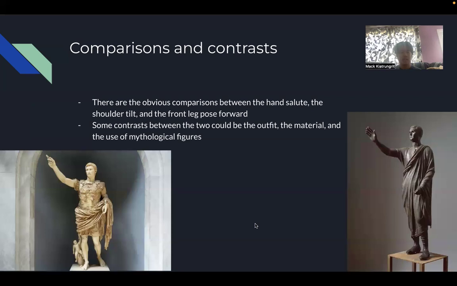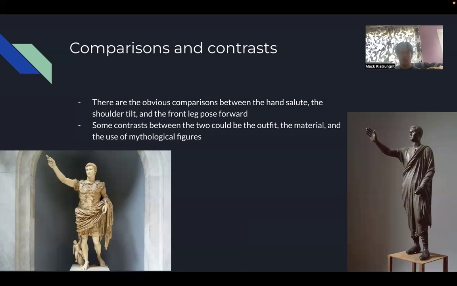And just some last comparisons and contrasts between the two. Obviously, there are the comparisons between the hand salute, the shoulder tilt, and the front leg posed forward. Some key contrasts between the two could be the outfit. Aulus Metellus on the right, as we can see, is donning much less formal robes, whereas Augustus of Prima Porta on the left is donning these very elegant, high, shining, beaming robes.